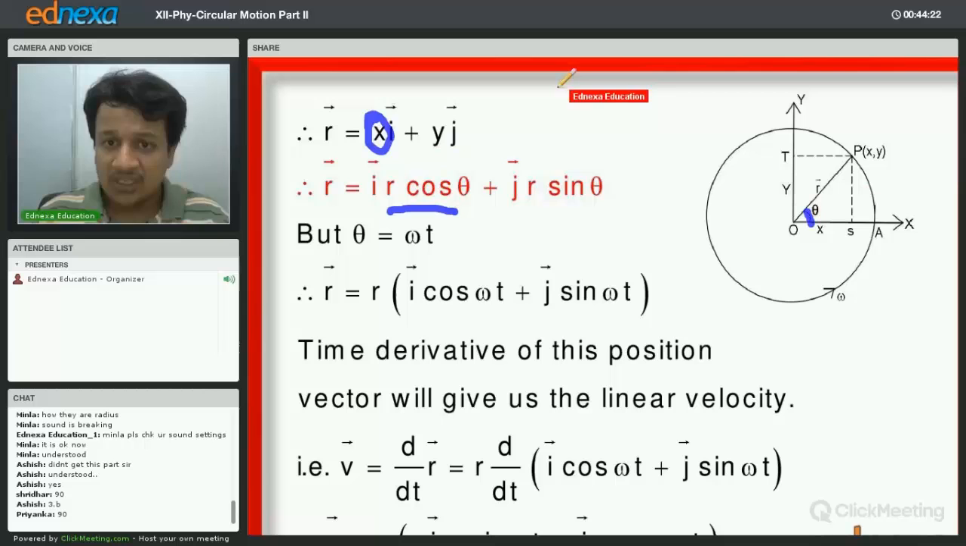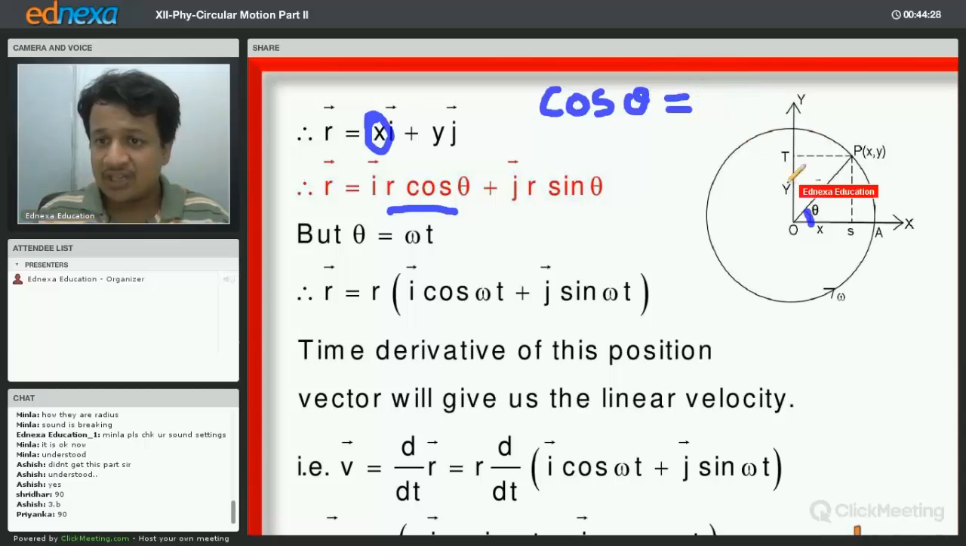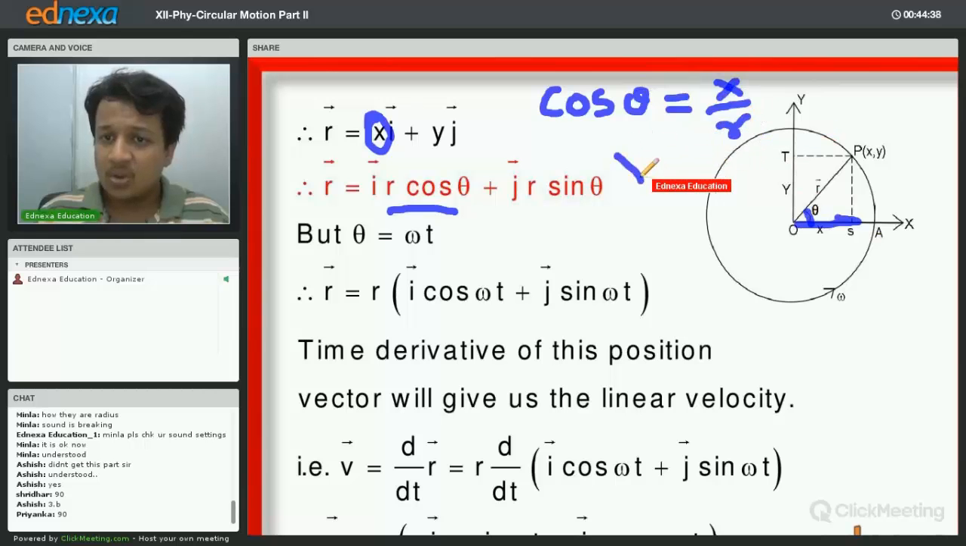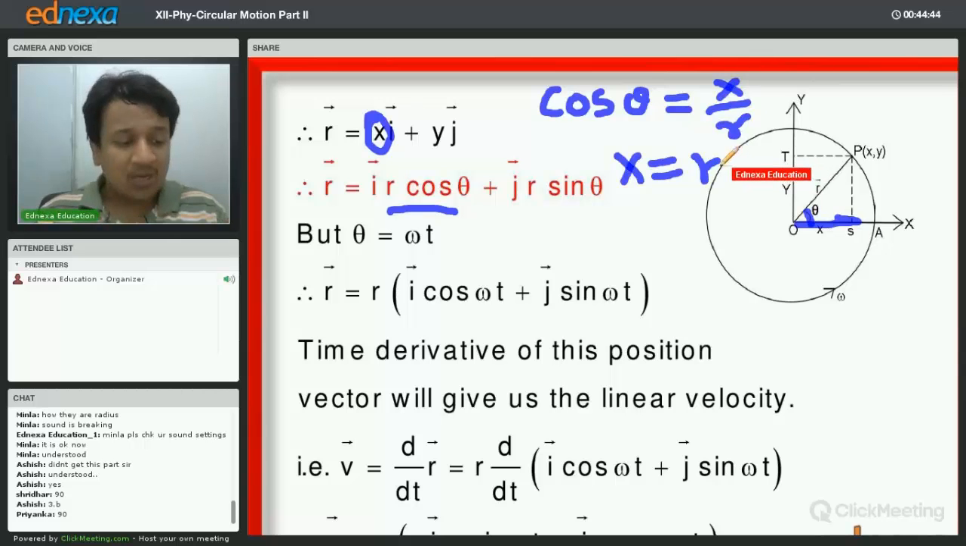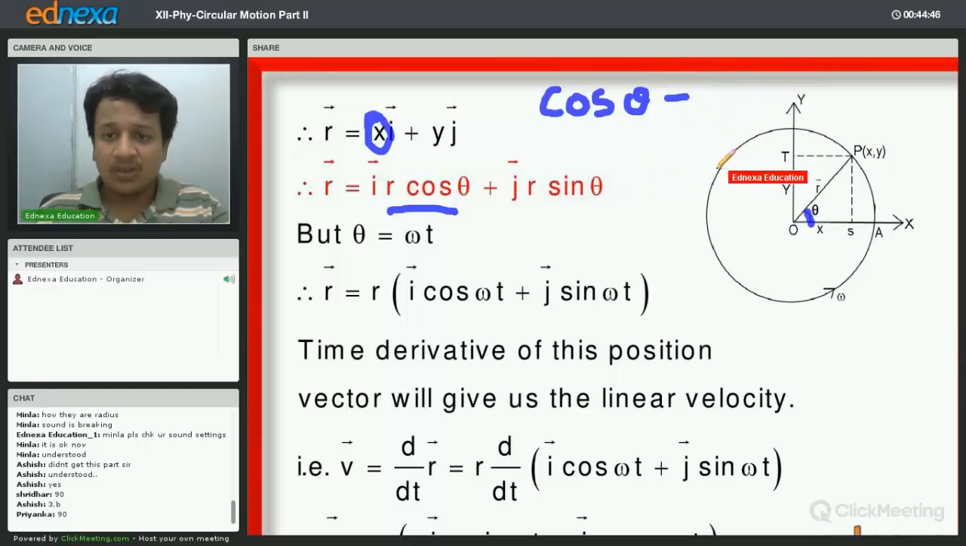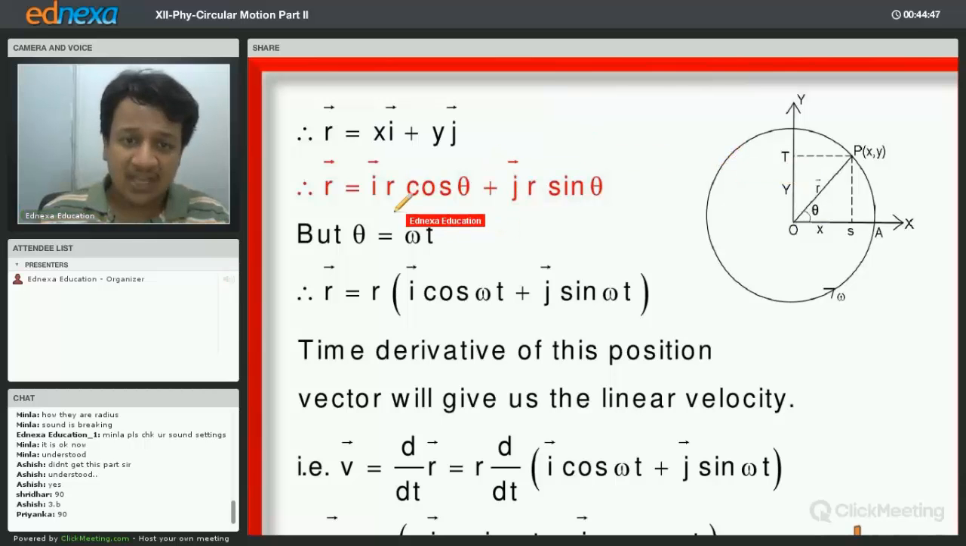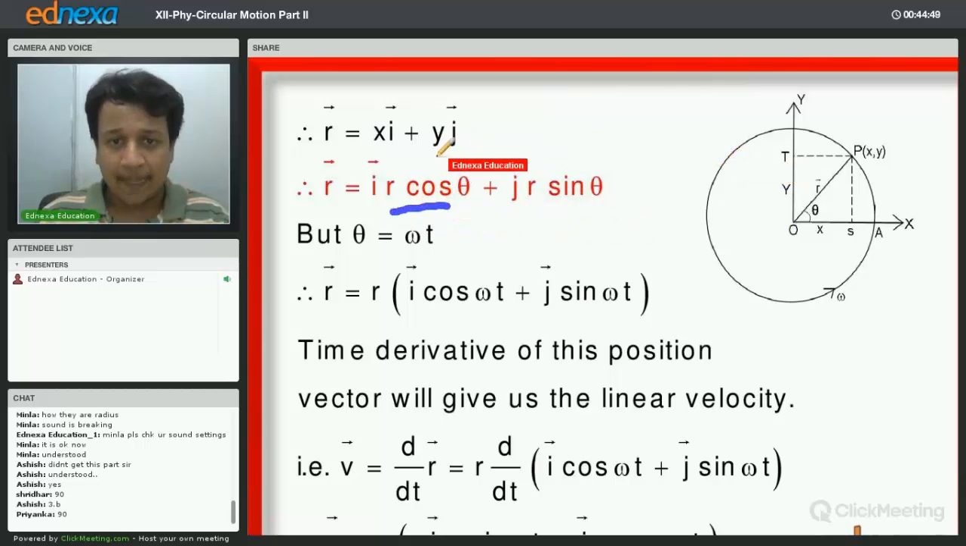Can you tell me the formula of cos theta? The very basic formula of cos theta is adjacent upon hypotenuse. Adjacent is this x. And hypotenuse is OP. OP means r. So x equal to r cos theta. Is it right? x equal to r cos theta. Therefore, in place of x, I substituted r cos theta.